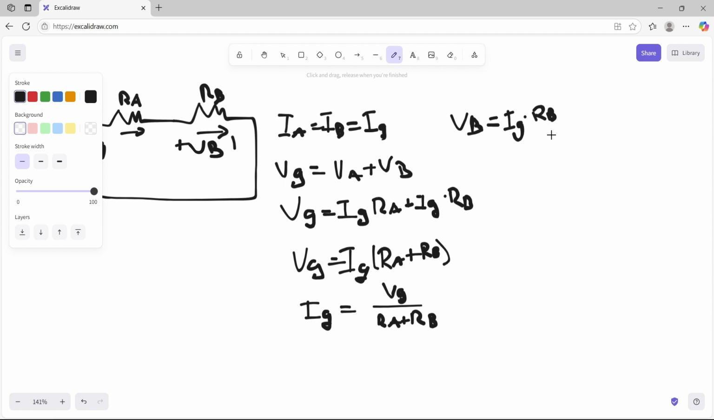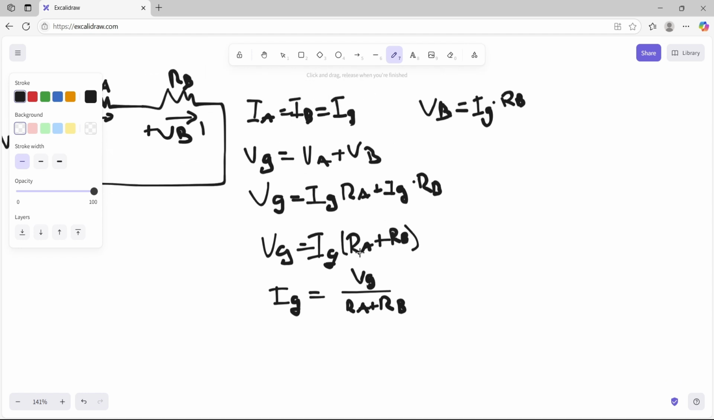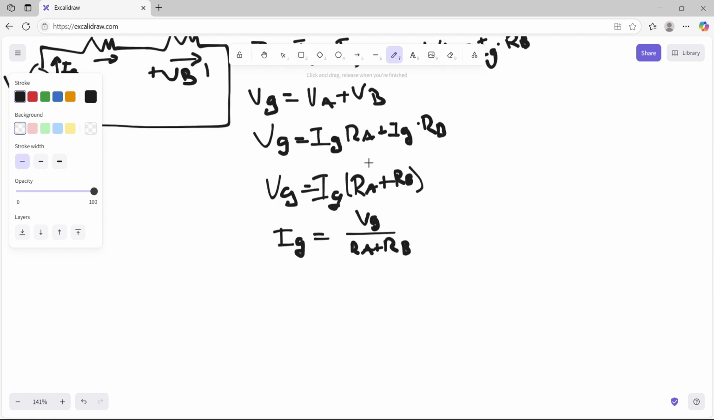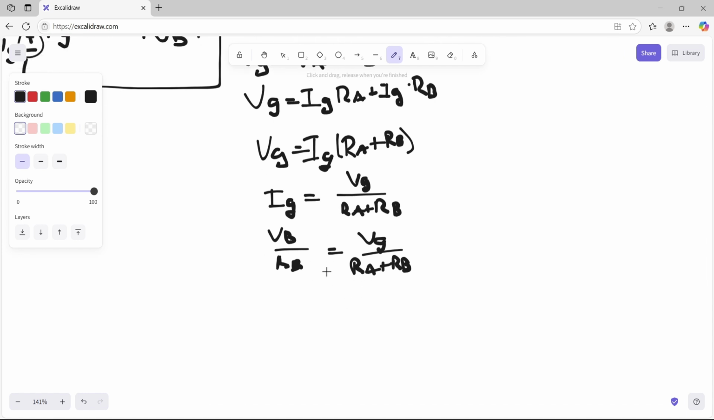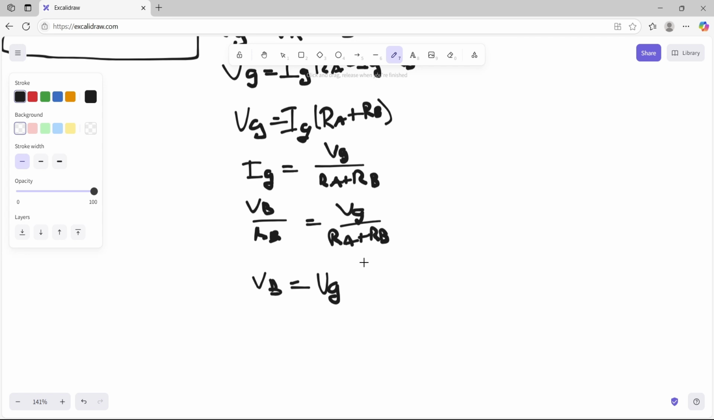So IG times RB is going to equate to VB, something that we kind of figured out here when we realized the currents were the same. Well, suddenly we can substitute this into this circuit now. So we say IG is going to equal VB over RB equals VG over RA plus RB. And you can probably gather exactly where I'm going with this. We just multiply by RB. So you get VB equals VG times RB over RA plus RB.